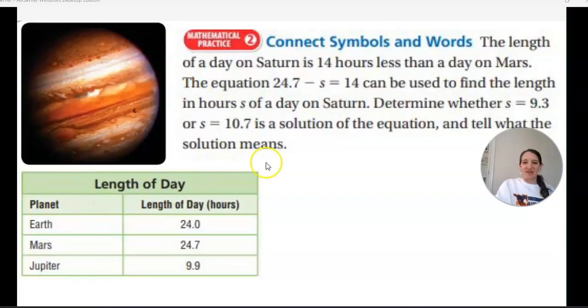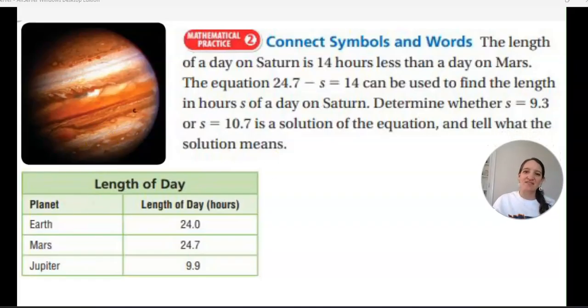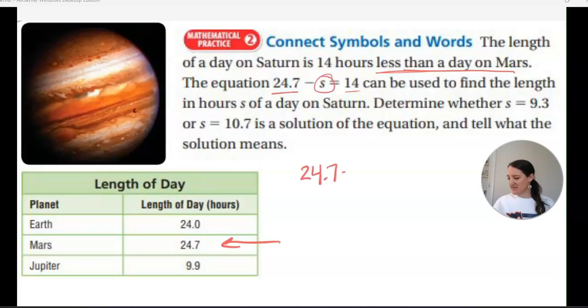All right, let's do a little science. The length of a day on Saturn is 14 hours less than a day on Mars. We have 24.7, which is the length of a day on Mars. Okay, and then it ends up being 14 hours less. So here's our equation. S stands for Saturn. So we have 24.7 minus S equals 14. Determine whether S equals 9.3 or S equals 10.7.